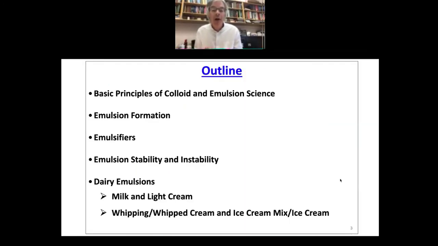So here's an outline of what I will present today. During the first part of the lecture, I will just review the basic principles of colloid and emulsion science, and then more specifically emulsion formation, emulsifiers per se, and emulsion stability and instability. So that first half of the presentation is basically an in-depth overview of the field of colloids and emulsions as they relate to food systems broadly.